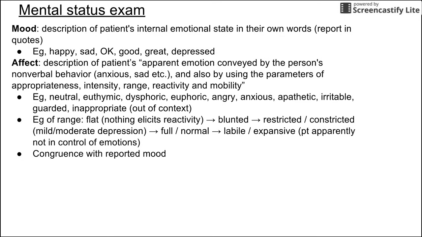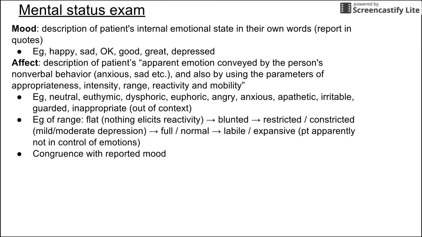If a patient says they're happy, but they're obviously not happy when they're talking to you, they're looking down at their feet, and they're making poor eye contact, and they look depressed, you might want to say their mood is happy and their affect is depressed, non-congruent with reported mood. That would be appropriate. You also want to report the range of affect. How do they look throughout the conversation?